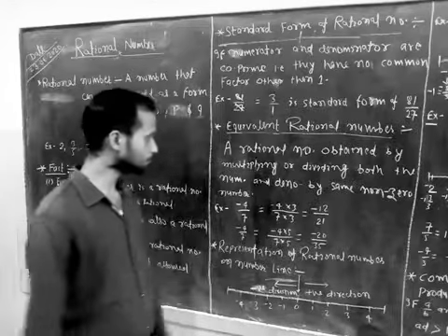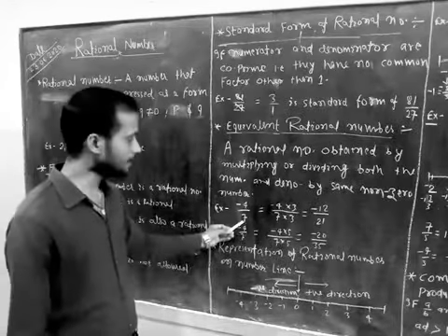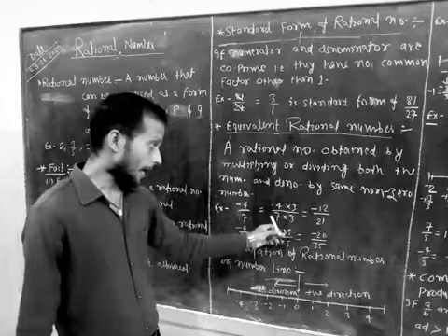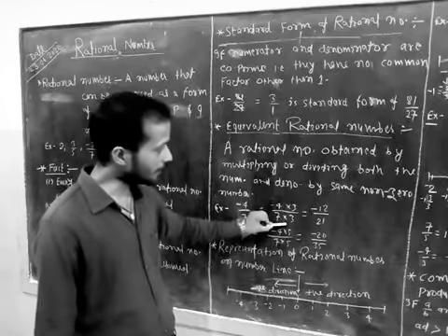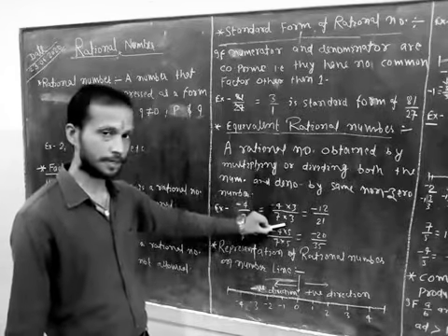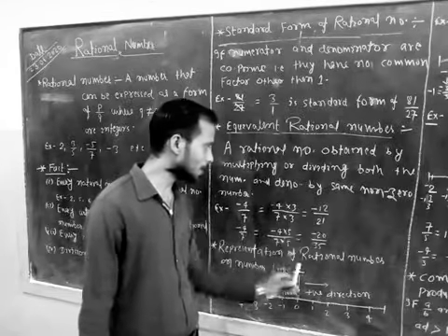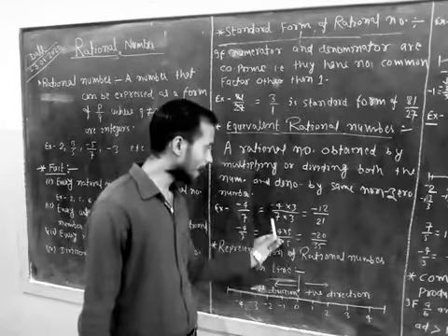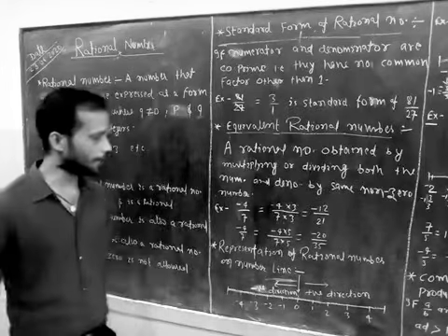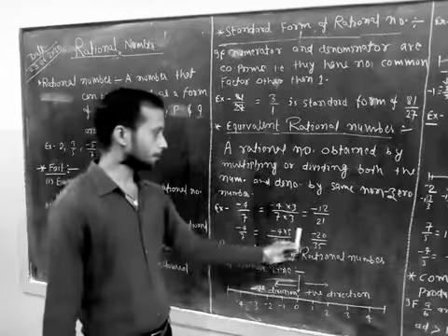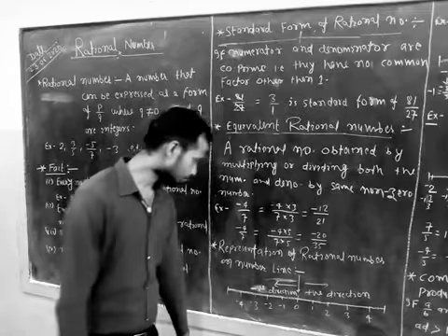For example, minus 4 by 7 is equal to minus 4 into 3 by 7 into 3, that means both numerator and denominator are multiplied by 3. Hence it is equal to minus 12 by 21, as 4 threes are 12 and 7 threes are 21. Next, minus 7 by 4, both numerator and denominator multiplied by 5, then it is equal to minus 35 by 20.